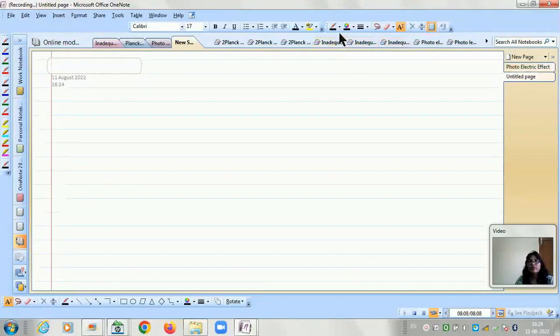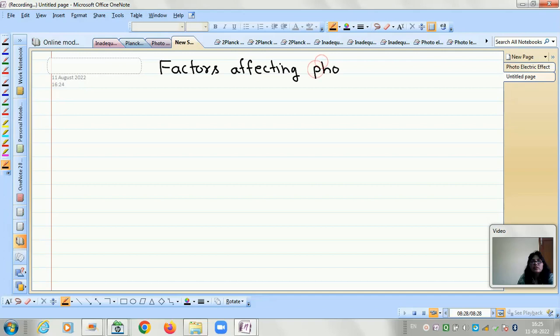What are the factors which affect the photoelectric effect? So let us put another heading: factors affecting photoelectric effect.